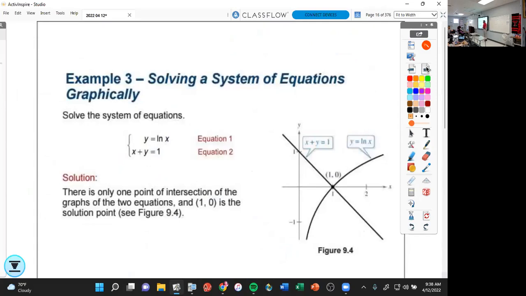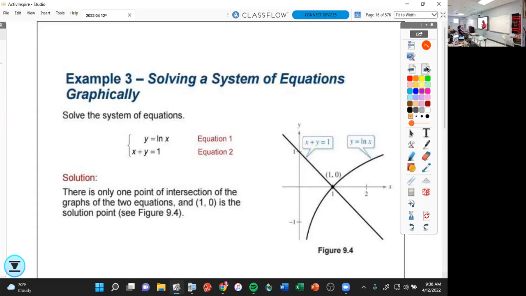Yeah, what about this? Have fun doing this by hand. Substitution. Y equals natural log of x. Well, y is all by itself. Great. Let's take that y value and plug it into the other equation. X plus natural log of x equals 1. Yeah, I don't know how to solve that. Okay. So this would definitely be a candidate for graphing.